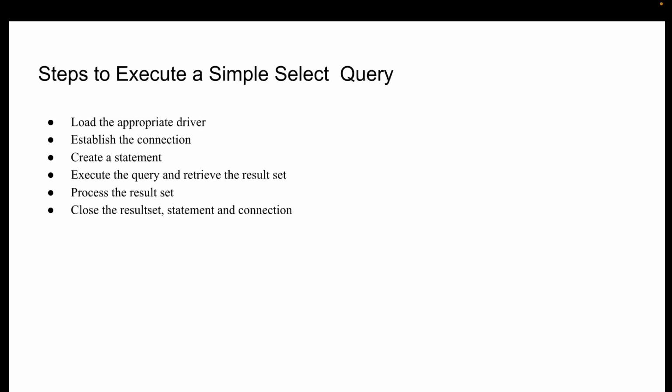Once I get those records, I will use this result set API to retrieve each of those records. Then we can process the result set, like print it out, or use that particular result set to further process that information. And then we need to close the result set, statement, and connection. I'll explain each of these steps while we are writing the program to connect with the database.